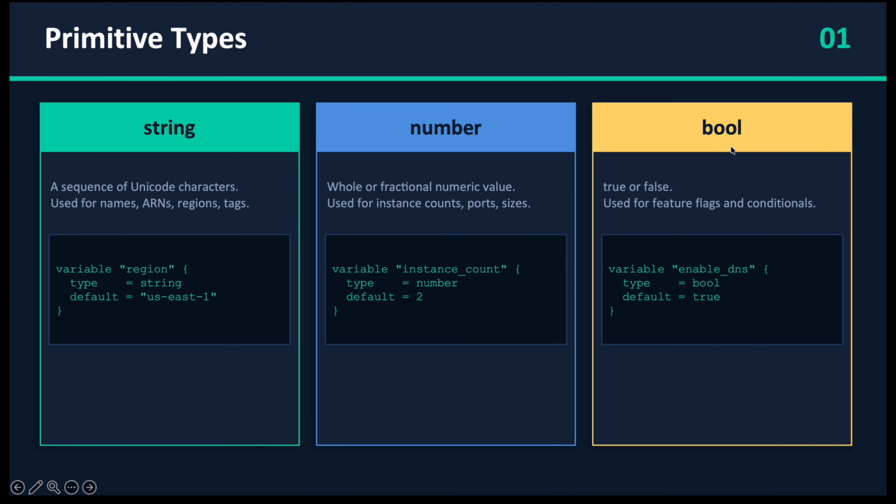Next is bool. So bool is true or false. Basically it's a feature flag. You can enable or disable some toggles. I have given an example where you define a bool variable, like you want to enable DNS, then give the type equal bool and give a default value, either true or false. So that's it for the primitive types.